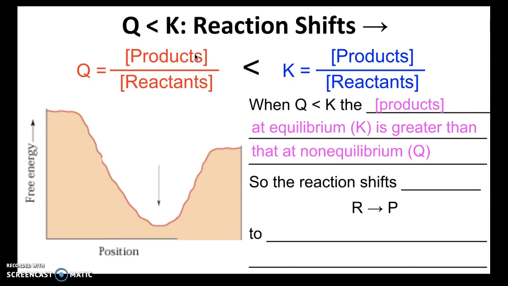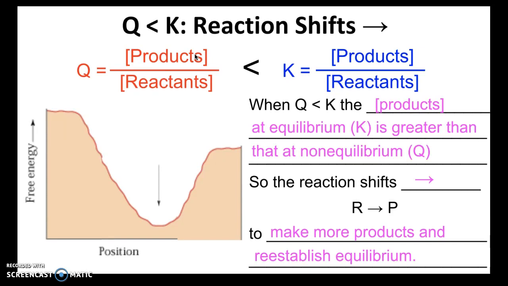To summarize this, when Q is less than K, the concentration of products at equilibrium, or K, is greater than at non-equilibrium Q. So the reaction shifts to the right to make more products and reestablish equilibrium. Okay, so once you have all this copied down into your handout, we are going to now look at the reverse situation.